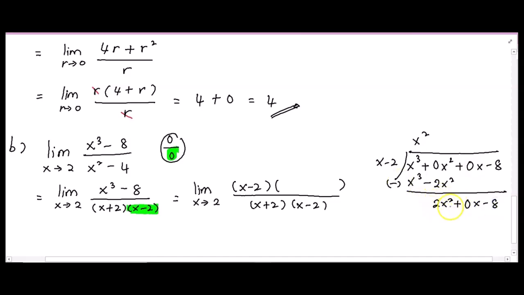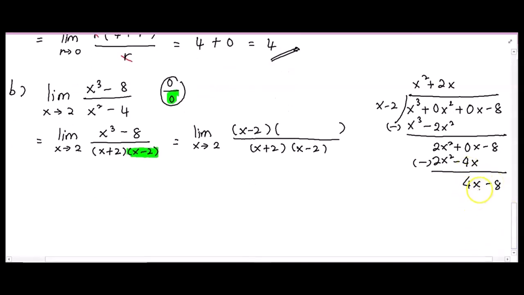Then focus on the leading term over here. 2x squared divided by x, you get a positive 2x. You get 2x squared minus 4x. Then again, subtract the first row from the second row, you get 4x over here minus 8. Then again, the leading term 4x divided by x, you get positive 4.